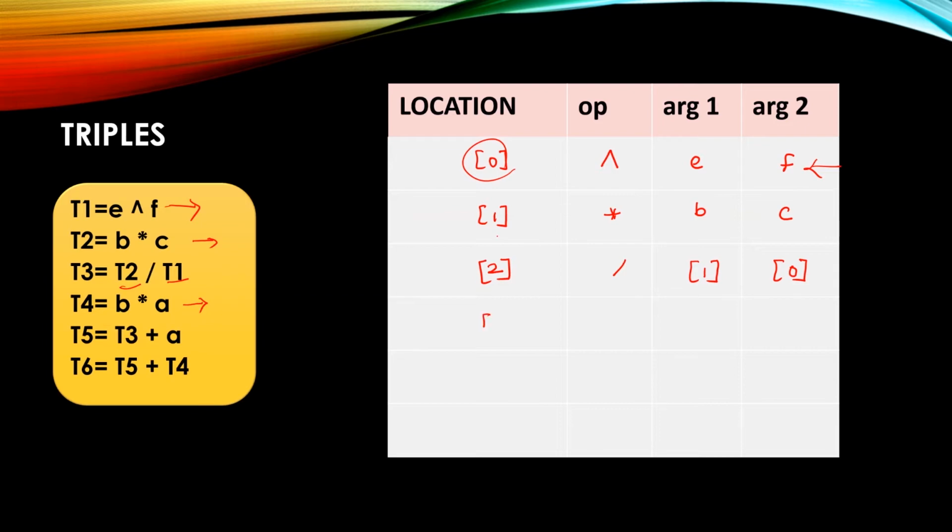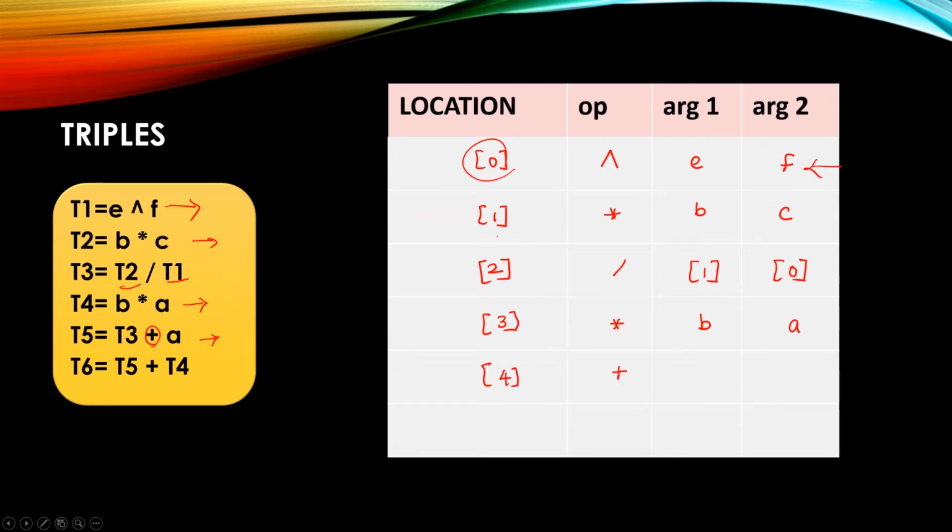Next, the next statement T4. This is stored in the location 3. What is the operator? Star is the operator. What is the argument 1? B is argument 1. What is argument 2? A is argument 2. Then for the fifth statement, it is stored in the location 4.